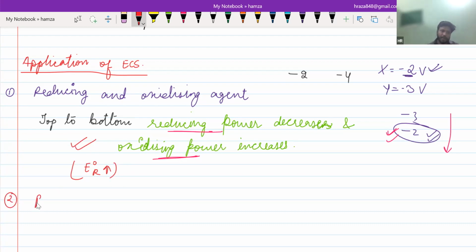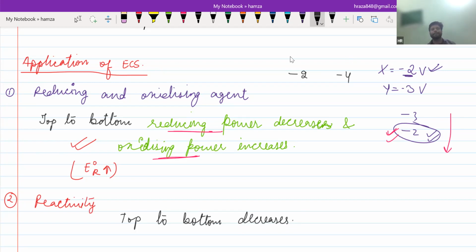Now next, reactivity: which one will be more reactive and which one will be less reactive. Top to bottom, it decreases. Please write it.